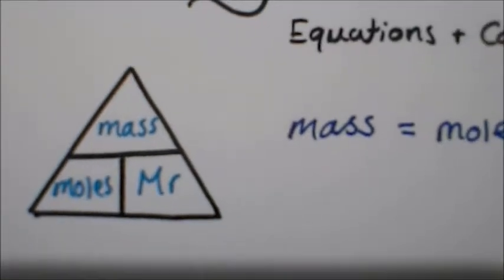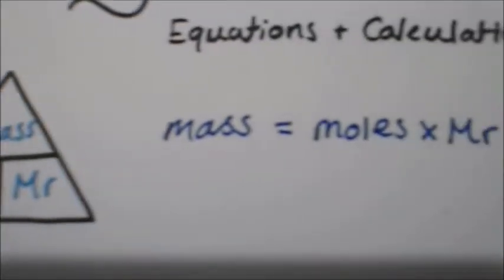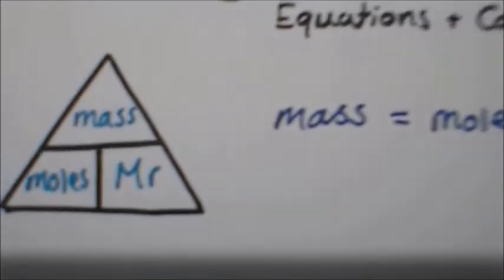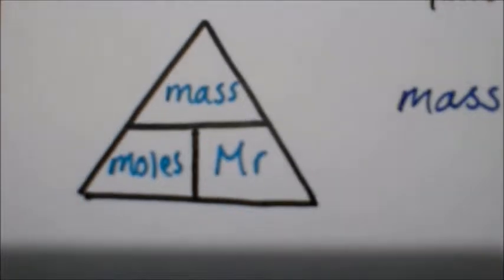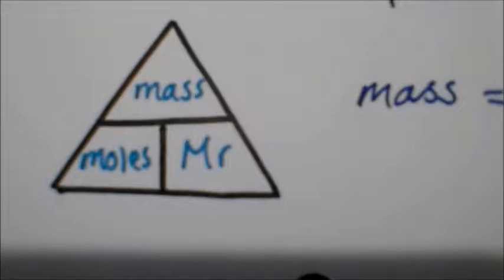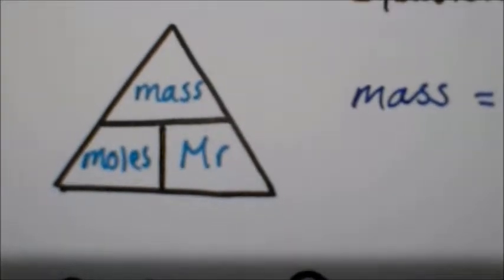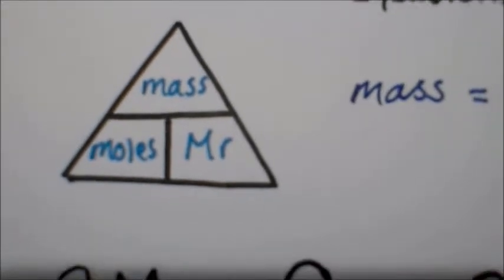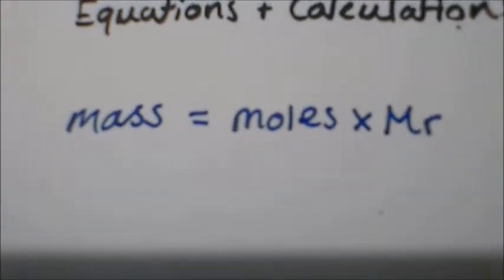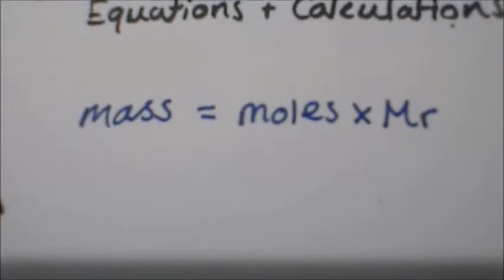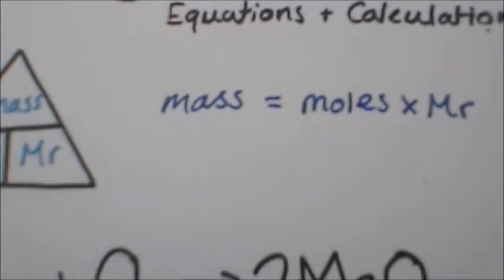Some people use a triangle, but other people just prefer to rearrange the equation. They're both the same thing. I'll show you the triangle first. It's mass at the top, then moles and relative atomic mass or molecular mass, depending on whether it's an element or a compound. It can also be written as mass equals moles times relative atomic mass. Or you can just rearrange it to get whatever you need. Let's look at the first example.